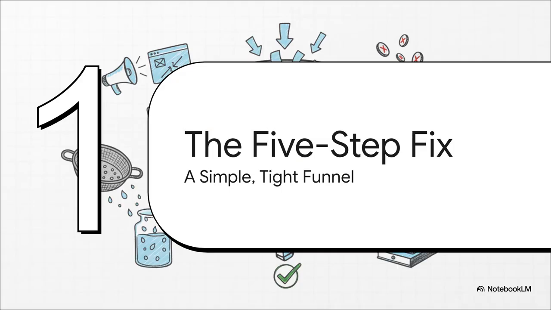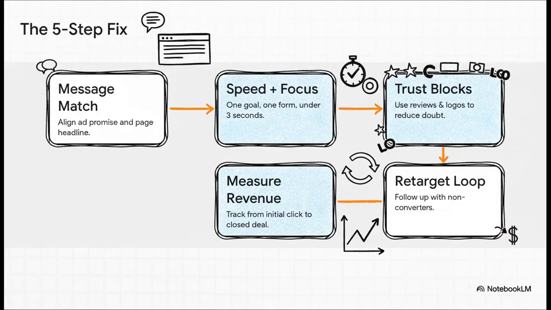All right, enough about the problem. Let's talk about the solution. And the good news is, this doesn't require some massive, super complex system. We're going to build a simple, tight funnel based on 5 core steps. So here it is, the whole framework. We're going to walk through each one of these, from message match all the way to measuring for revenue. This is your blueprint for plugging those leaks for good.